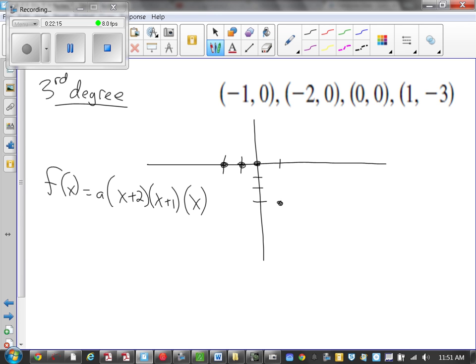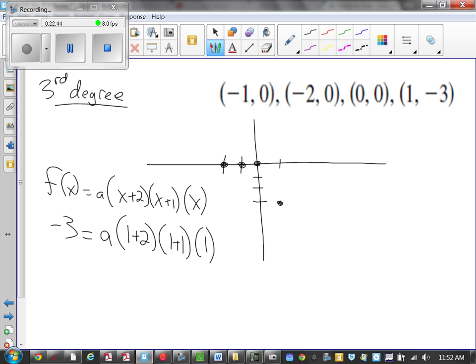Oh yeah, because it's not a 0. It's the same thing. Okay. So now to figure out what your a value is, what's your y value? -3, when x is 1. What's 1 plus 2? 3. 3. X plus 1. What?